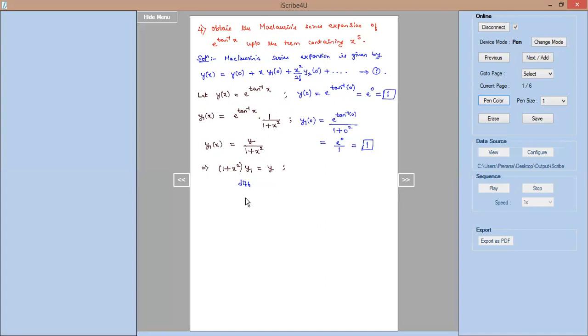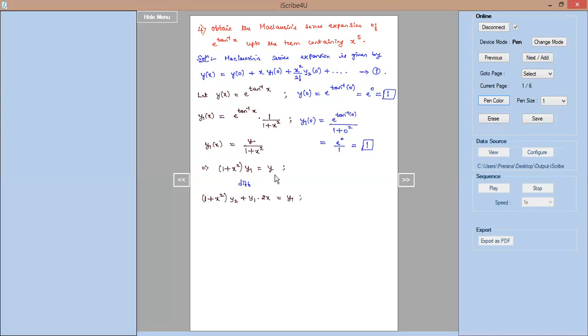Right, now we will differentiate once again to obtain the next derivative. Product rule has to be applied here, 1 plus x square into y1. So this will give us 1 plus x square into y2 plus y1 into 2x is equal to y1. Let me explain that differentiation to you. Product rule for 1 plus x square into y1: first we rewrite 1 plus x square as it is. Differentiation of y1 is y2. Next, we write y1 as it is. Differentiation of 1 is 0. Differentiation of x square is 2x. So 0 plus 2x gives us 2x only.